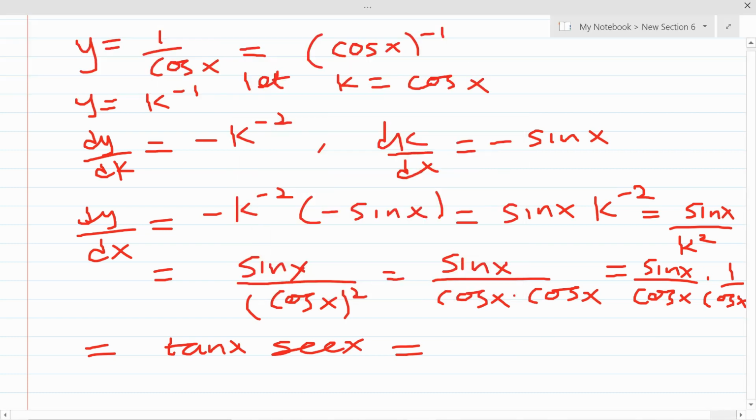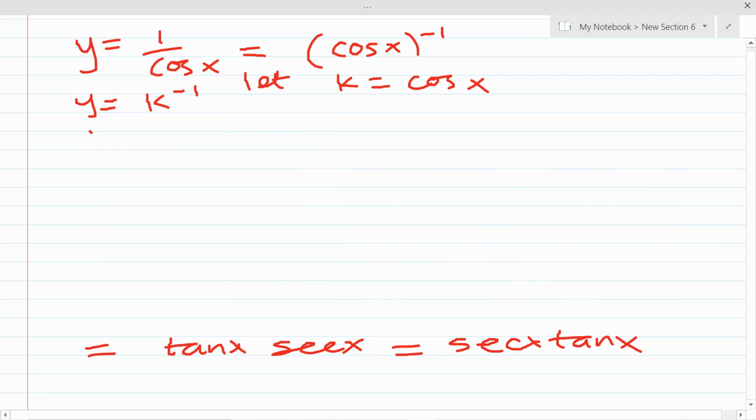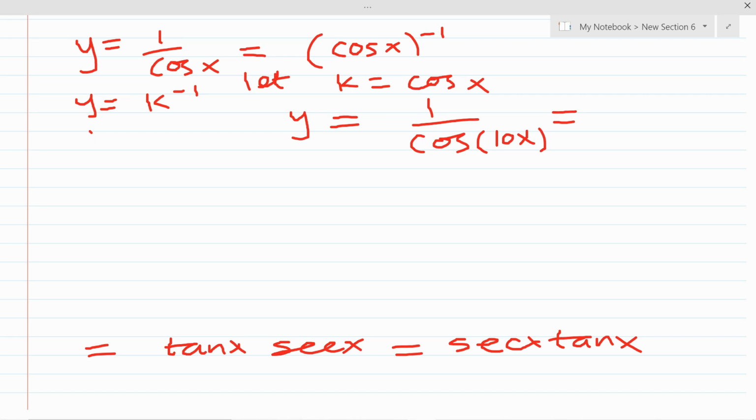So this will give us sec x tan x. You see in most books that whenever you differentiate secant of x, you get sec x tan x. This is how you go about it. Like we did for the cosecant, if the bracket is not just x, you know how to go about it. If I have 1 over cos of 10x, that is the same as y is equal to secant of 10x.